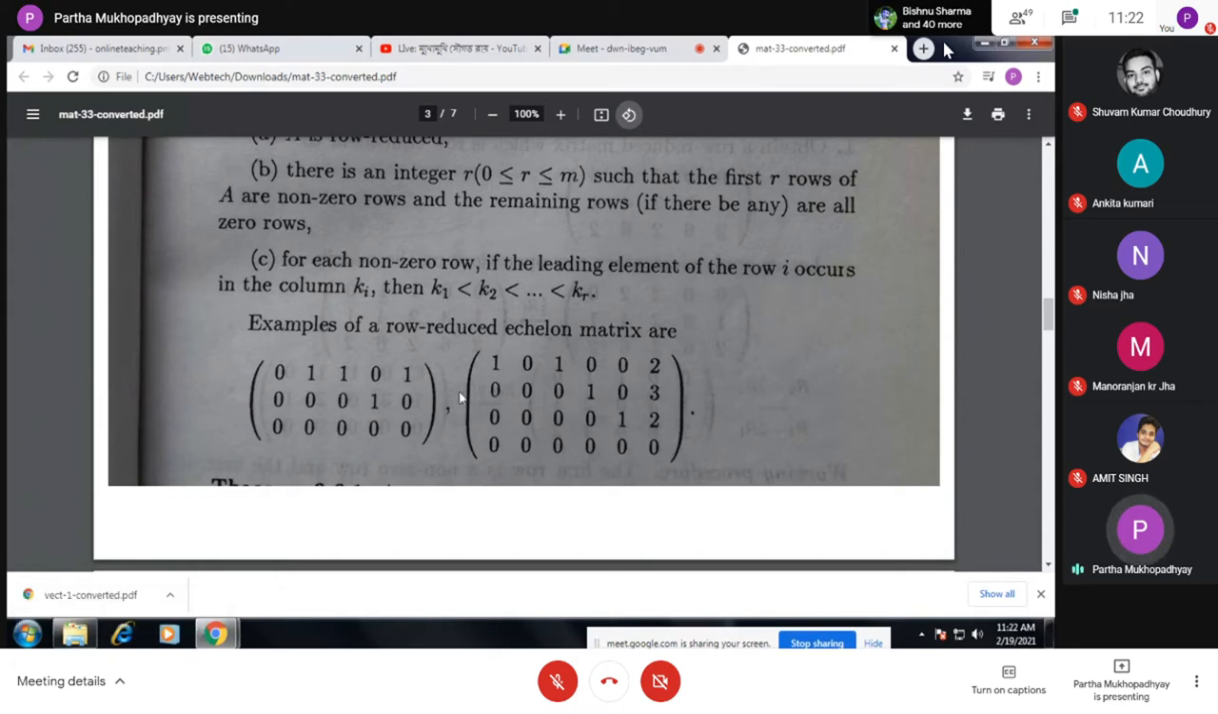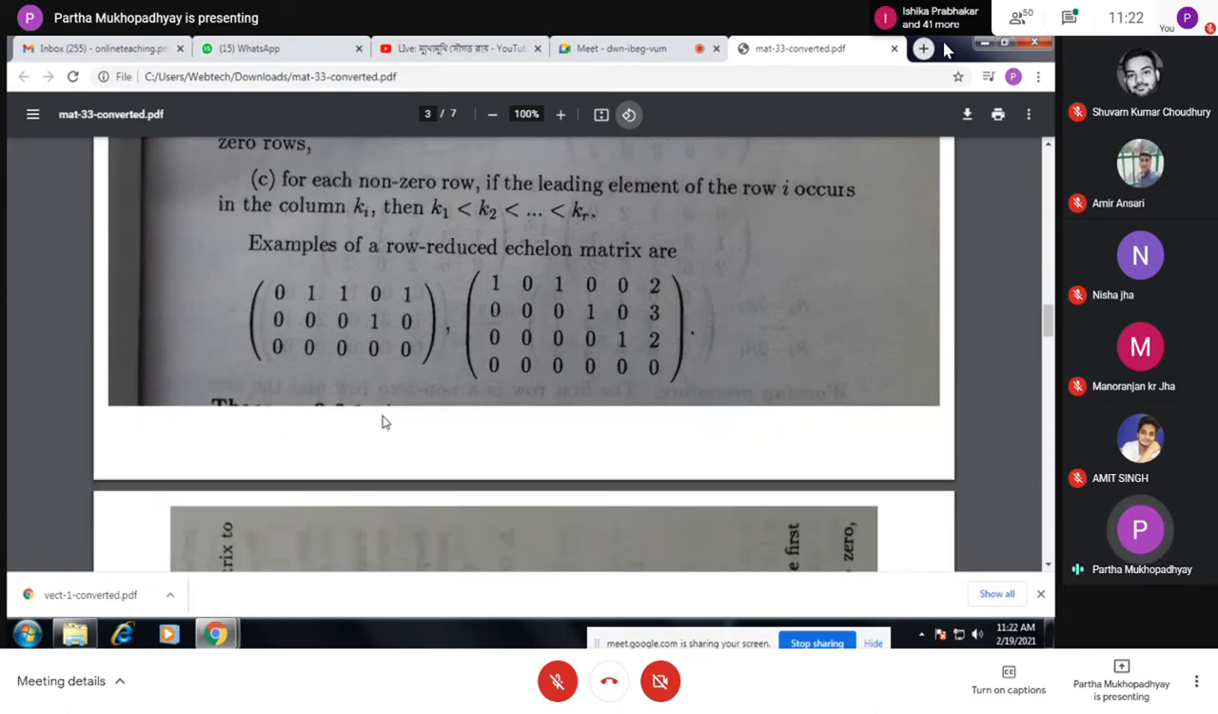Now, in order to find the rank, we have to reduce the matrix into this row echelon form. During this conversion, two things can happen. One is that the row echelon form is achieved, but still there is no row with all zeros. Suppose there is a five in the last row. Okay, it can be. No problem. It is satisfying the row echelon form.